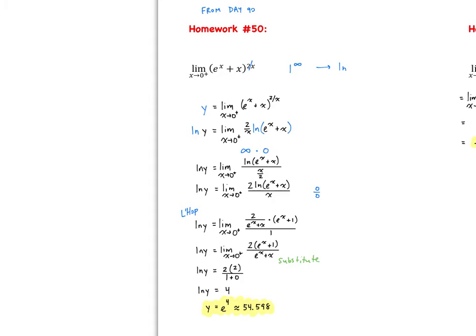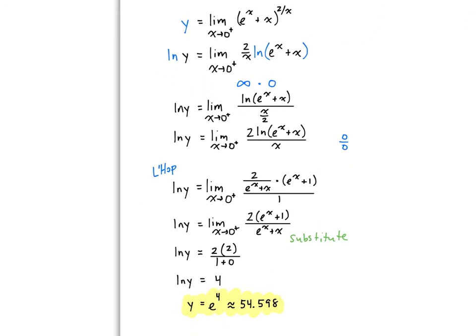So as we go through, all right, first set it equal to y. Now we're going to take the ln of both sides. At the same time, I moved that power out front. When we do direct substitution at this point, when we plug 0 in, 2 over 0 is infinity, and ln of 1 is 0. So it's infinity times 0.